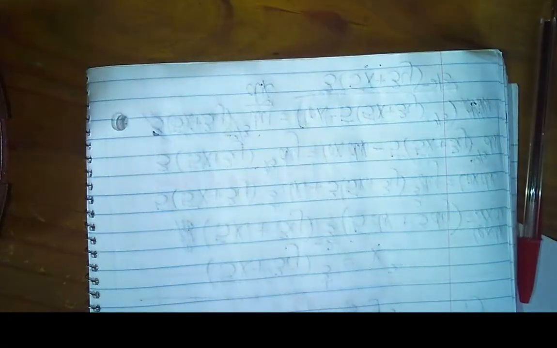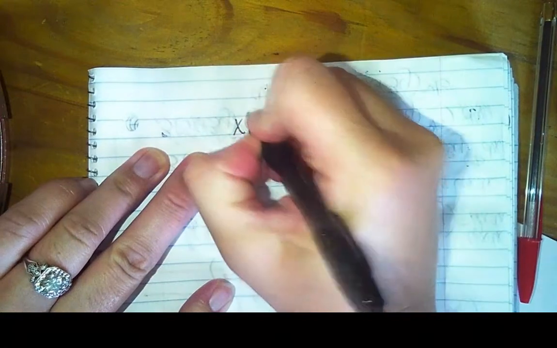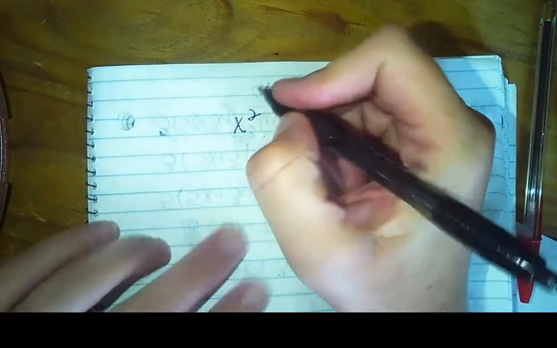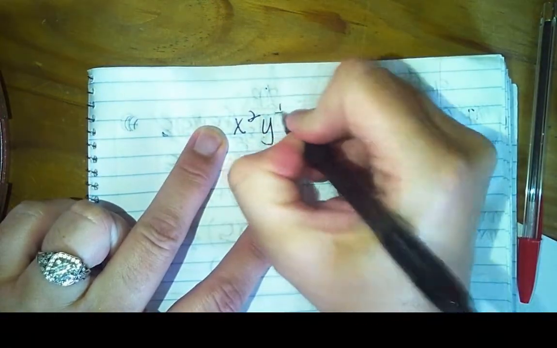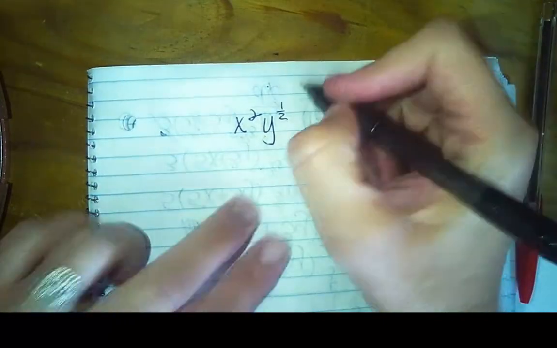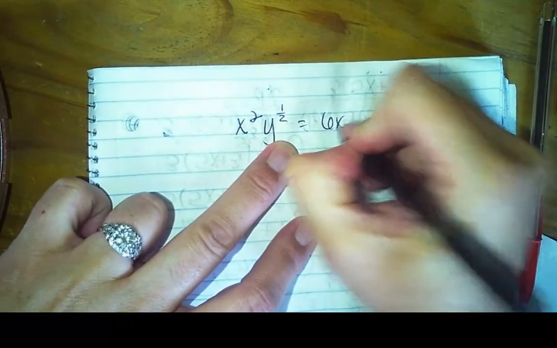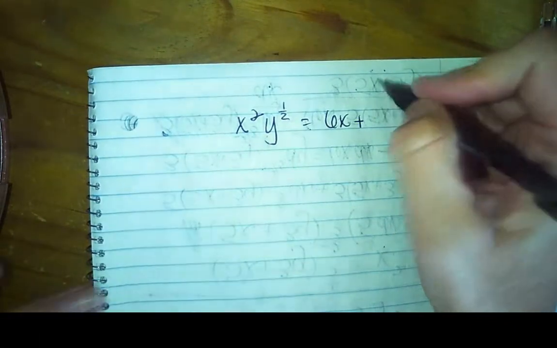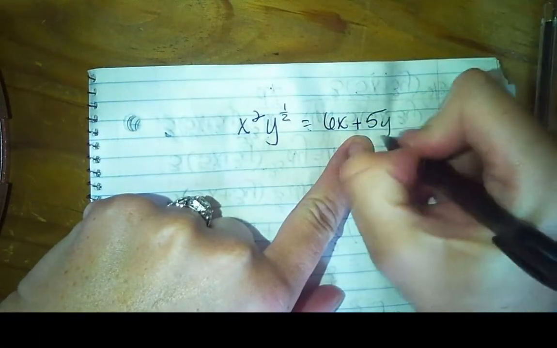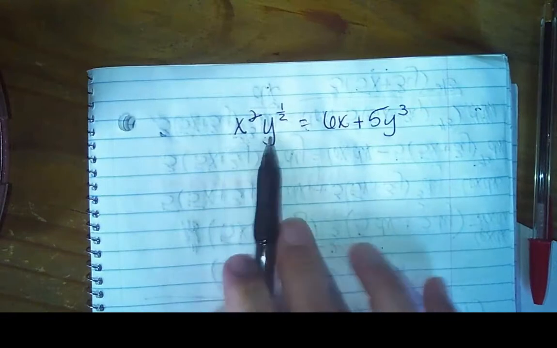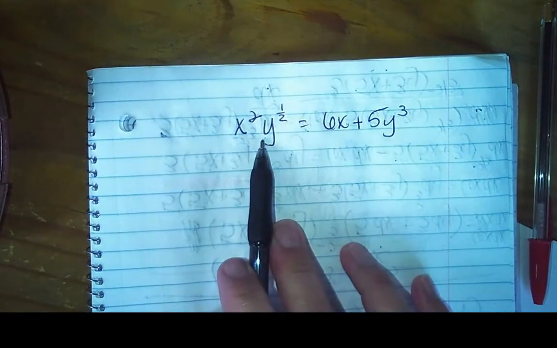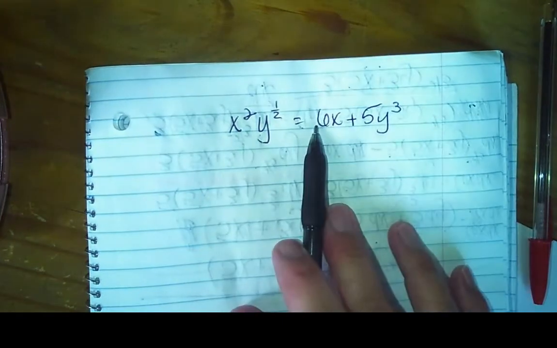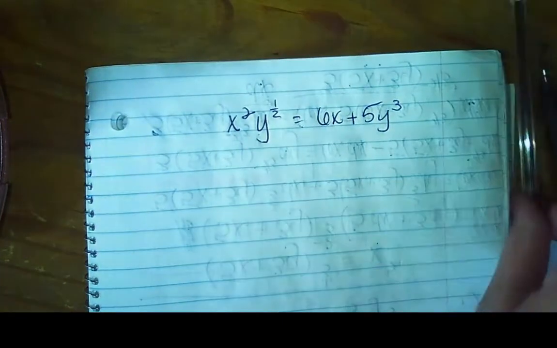All right, so let's keep practicing. We have x squared times y to the 1/2 equals 6x plus 5y cubed. Okay, so on this side, we're going to have to do product rule. On this side, I can just go term by term. So we're going to start off with product rule.